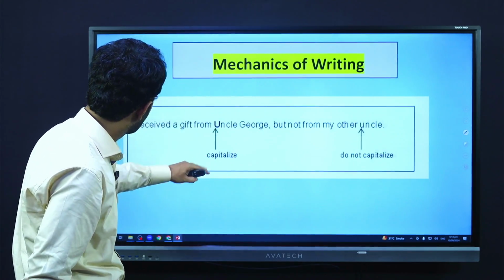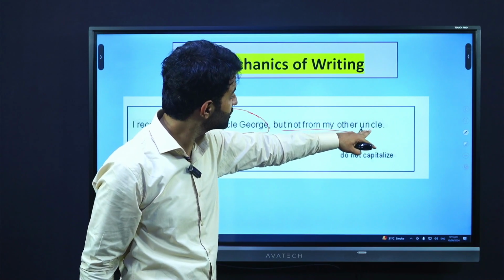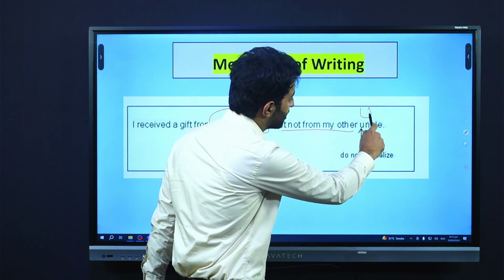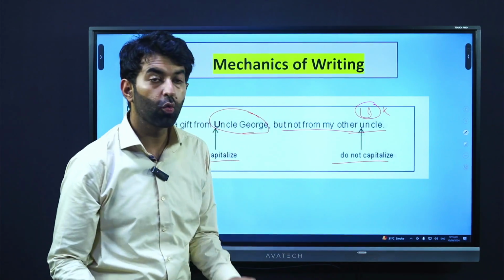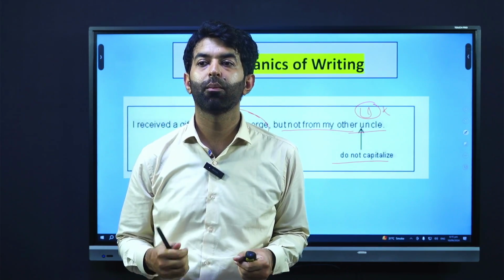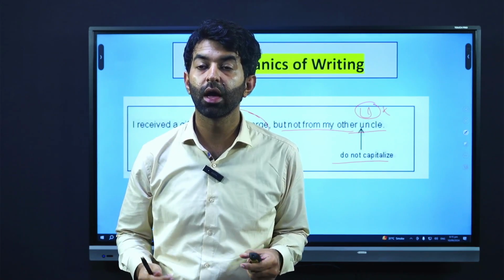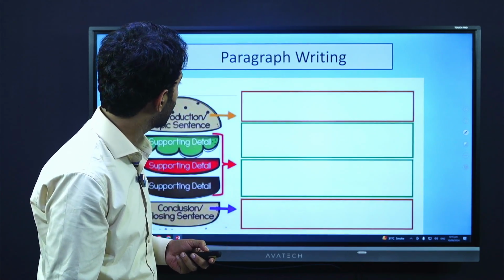यहां पे देखें, I received a gift from Uncle George, but not from my other uncle. Uncle George, this is a proper noun, so that's why it is capitalized. But here, this is a common noun. अगर हम इसको भी capitalize कर देंगे, then that would be wrong. So you have to just capitalize where it is required. तो इस पे भी हमारा एक लेक्चर हो चुका है about punctuation marks, how do they work, and also the rules of capitalization. आगे चलते हैं.